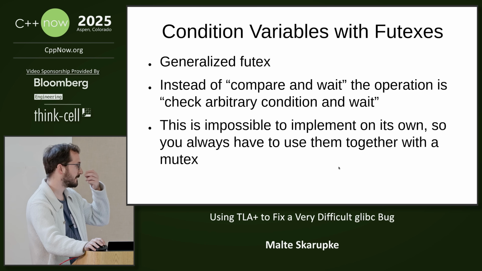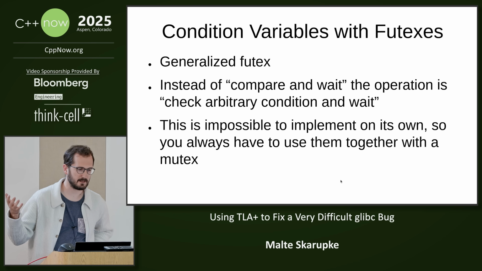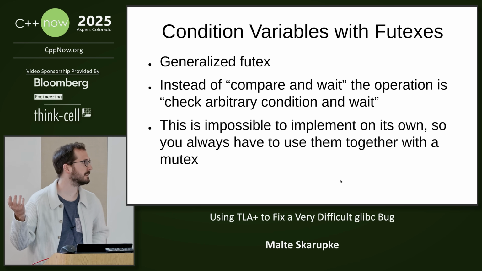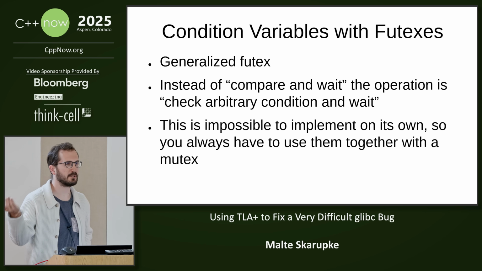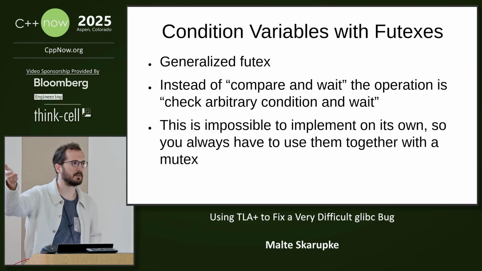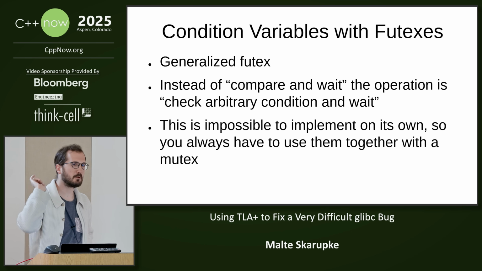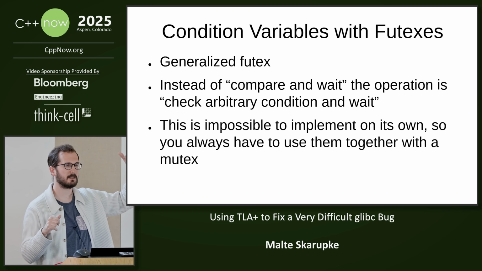Okay, so let's get to condition variables. The way to think of condition variables is, I like to think of them as a generalized futex. So instead of compare and wait, the operation is check arbitrary condition and wait. Like in our example earlier, it was check that the list is not empty and wait. But you have to do that atomically, right? You have to atomically check the list is not empty.